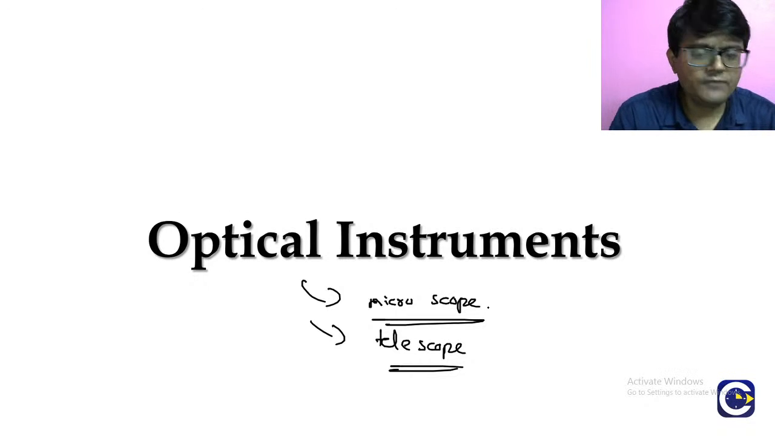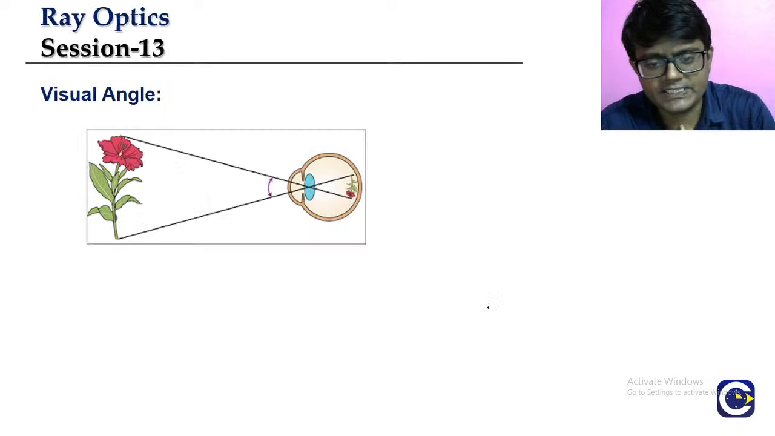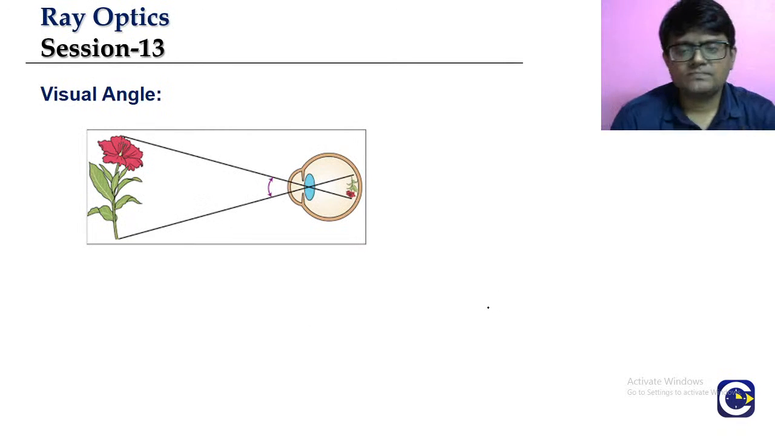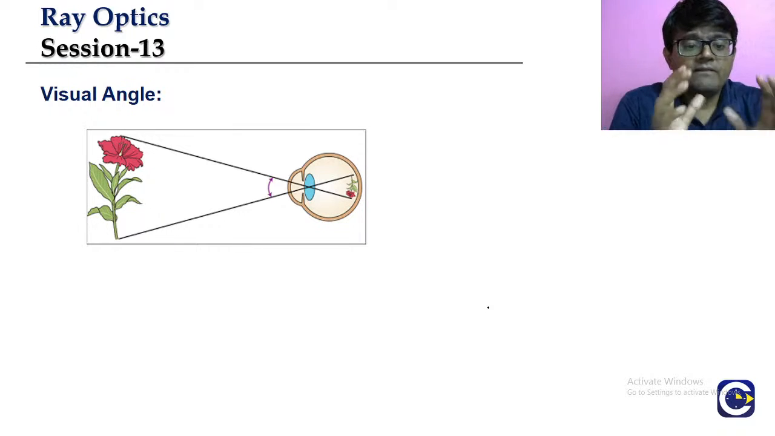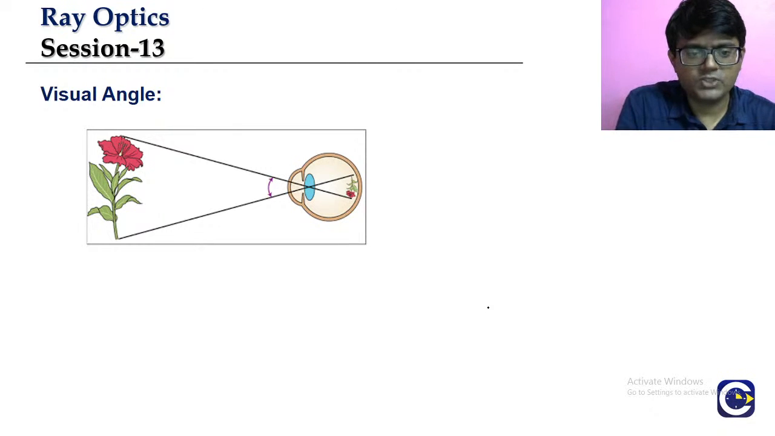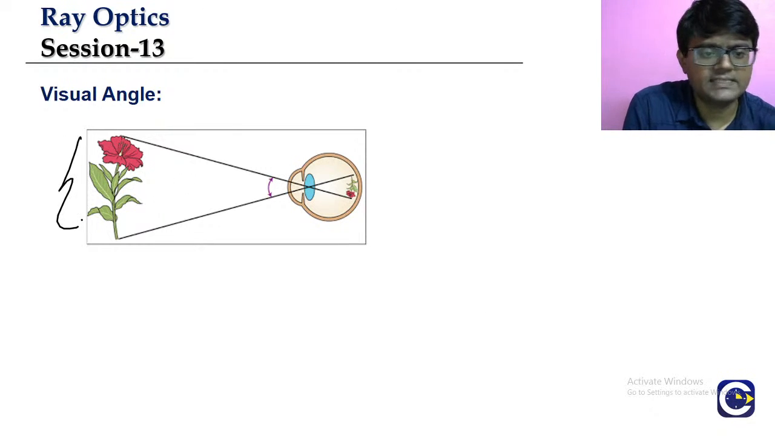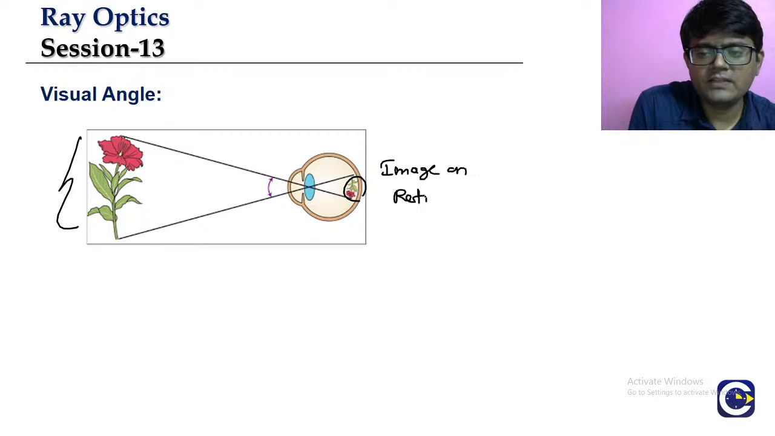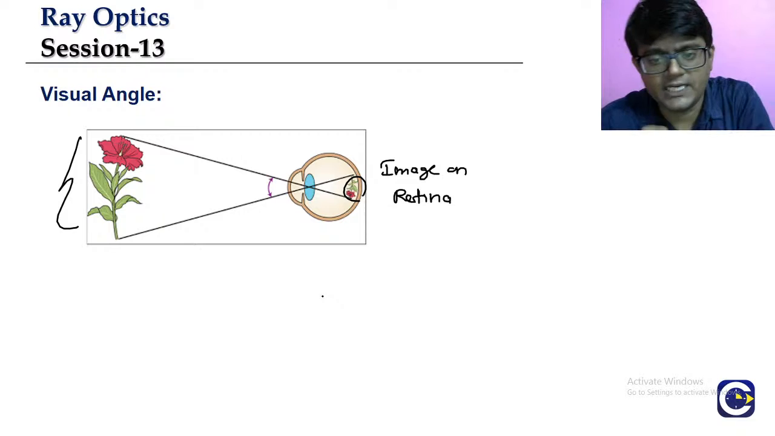Before we get into the microscope discussion, not just for the microscope but for the telescope also, this visual angle concept will be important. So what is this visual angle? When we talk about the view of an object, it is not about the real size of the object. Here you see there is a real size of the object, and this object will form an image on the retina.